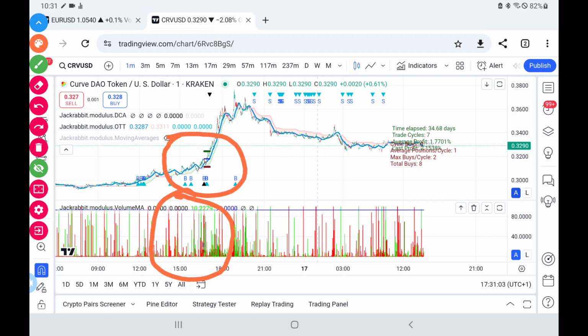Now CRV is a difficult coin to deal with because it normally does not have a volume. But if you have the appetite for this kind of volatility, this asset is quite remarkable.